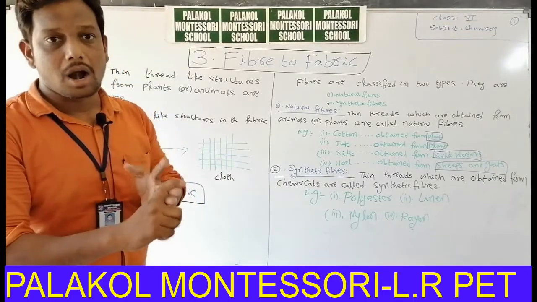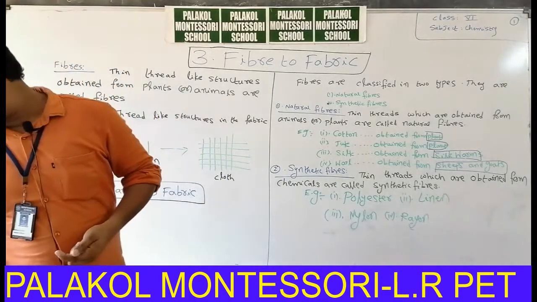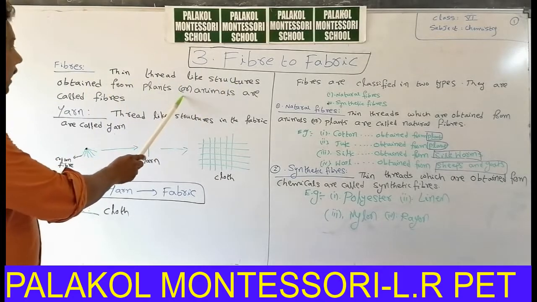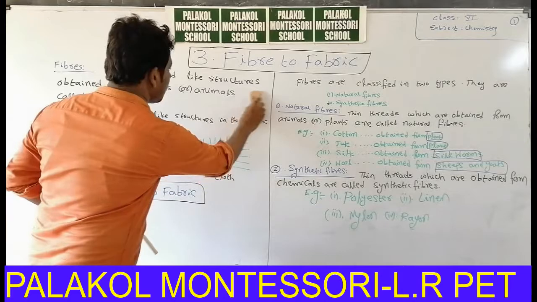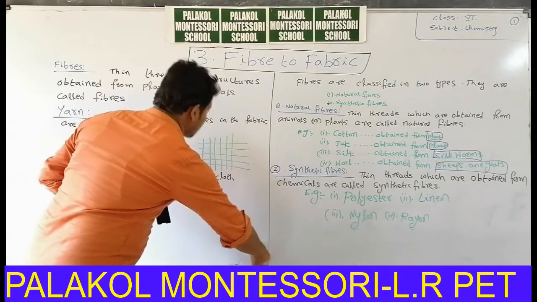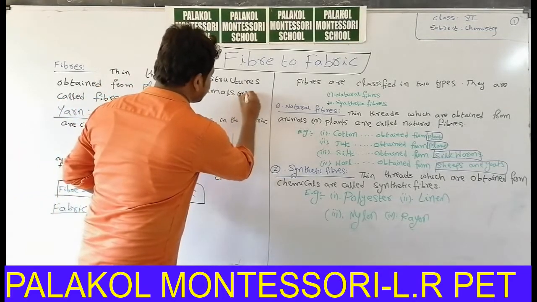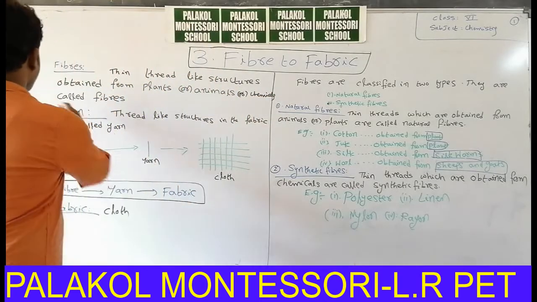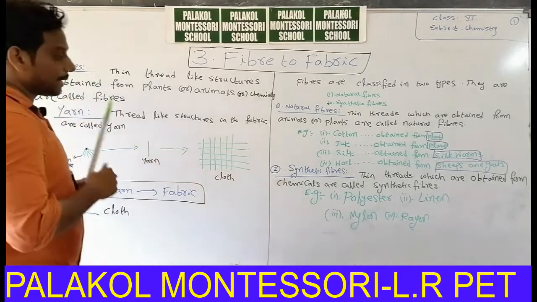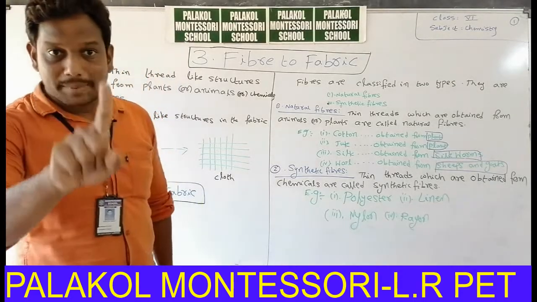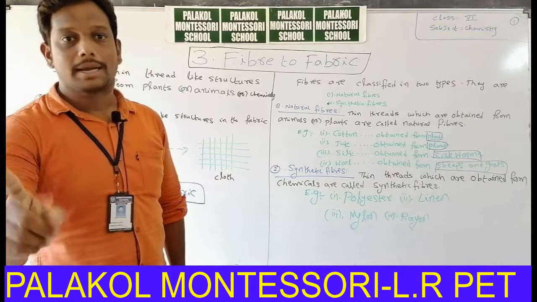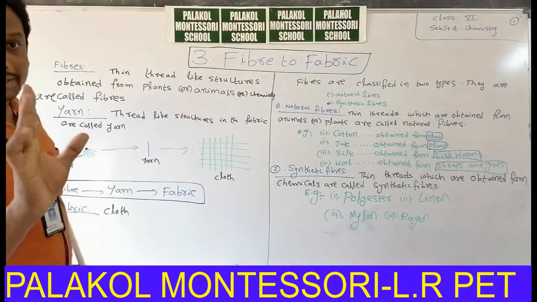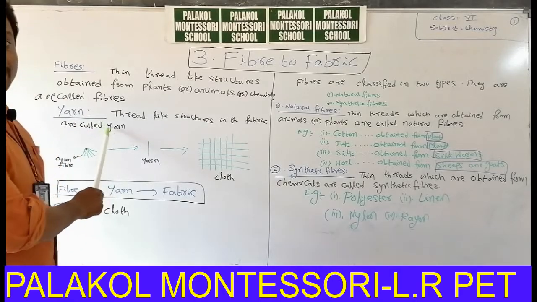obtained from plants or animals or chemicals are called fibers. Okay, definition: thin thread like structures obtained from plants or animals or chemicals are called fibers. That means thin thread like structures obtained from plants, obtained from animals, obtained from chemicals are called fibers. Okay, what next? What is the definition of yarn?